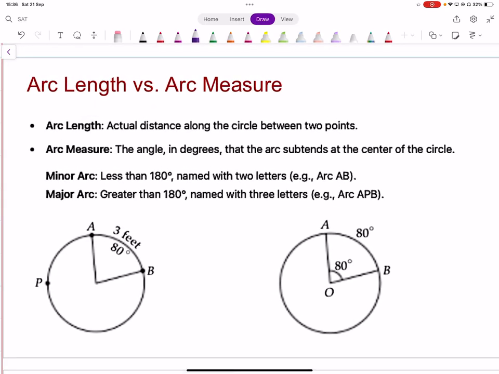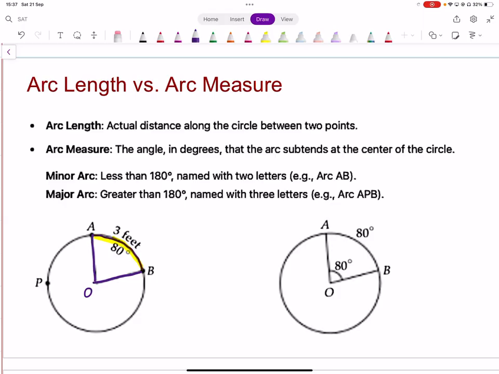Now, this is important. What's arc length? Let's say you have a sector like this, sector OAB, where O is the center. What's the arc length of this sector? AB, right? This is called the arc length, the length of this arc.